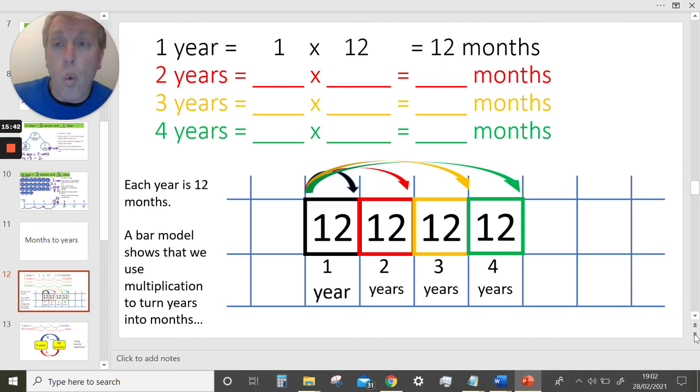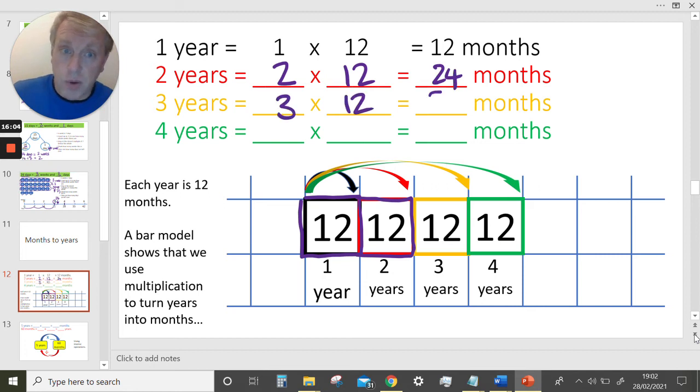Only here, 1 year is 12 months. So when we are going from years to months, 1 year is 1 lot of 12. 2 years is 2 times 12, which is 24. 3 years, 3 times 12 is 36 months. 4 years, 4 times 12 is 48 months.